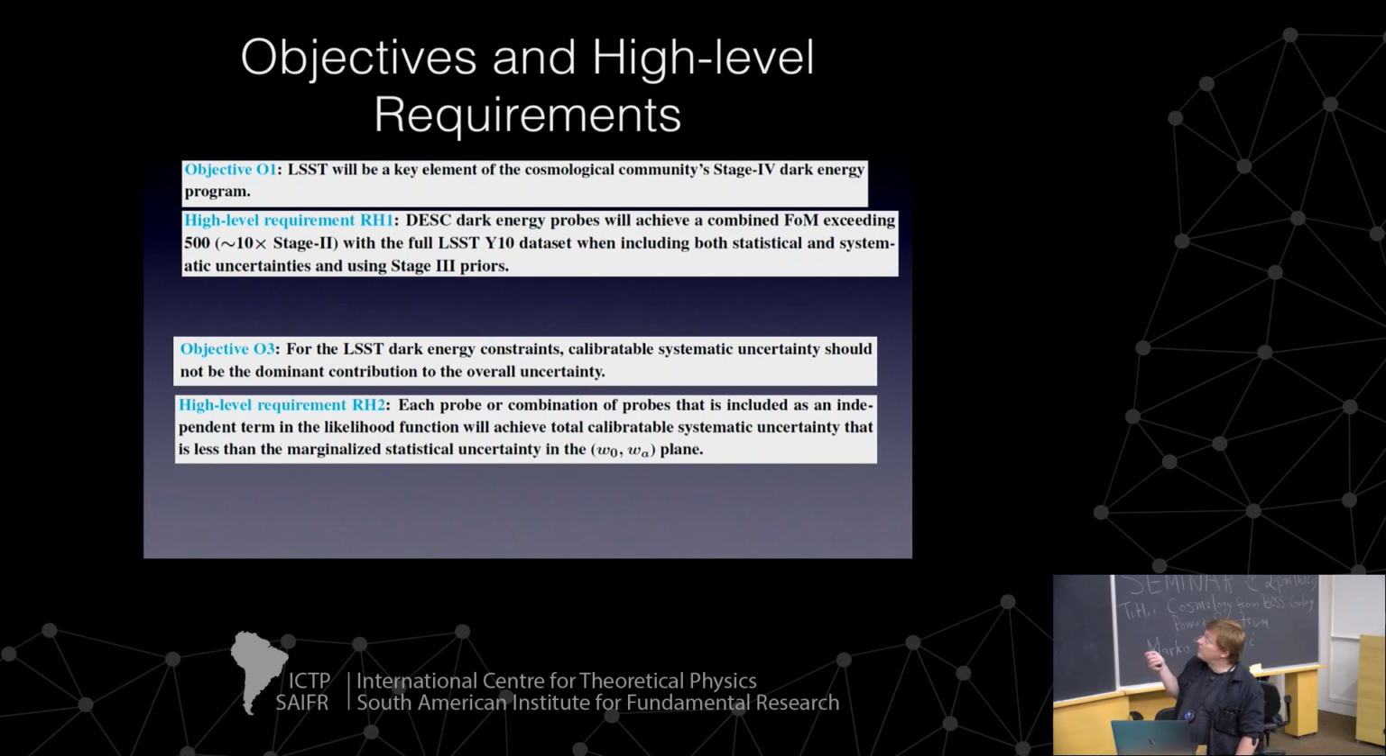Okay, so here's an example. Objective: LSST will be a key element, and so on. And the requirement that corresponds to that is that the combined figure of merit should be 500. I'll get to what the figure of merit actually is in two slides. But given a Fisher matrix, you can calculate the figure of merit. The Fisher matrix tells you how well your experiment does, but you can condense that information of a largish matrix into just one number. That's very convenient, right? That's the constraining power of your experiment: the figure of merit.